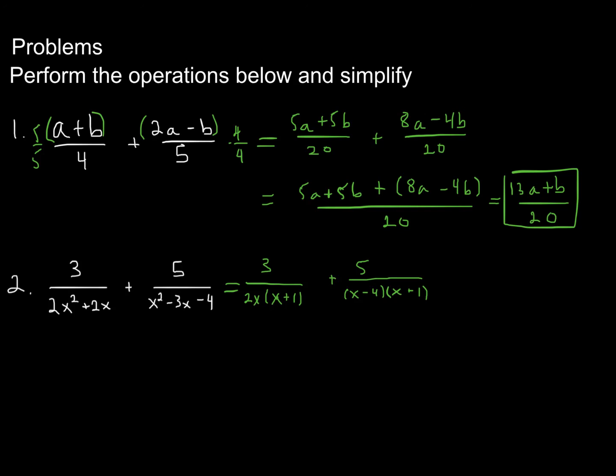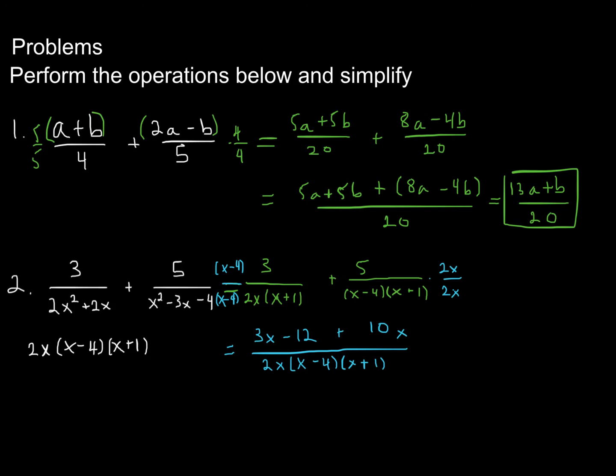After factoring the denominators, I notice that the factor that each denominator has in common is x plus 1. So for this denominator, I'll need to multiply by 2x, and for this denominator, I'll need to multiply by x minus 4. So just to make sure I'm clear, my common denominator is going to be 2x times x minus 4 times x plus 1. That's going to be my full common denominator.